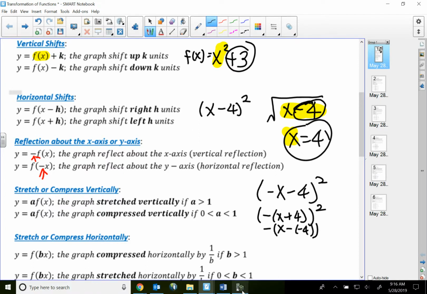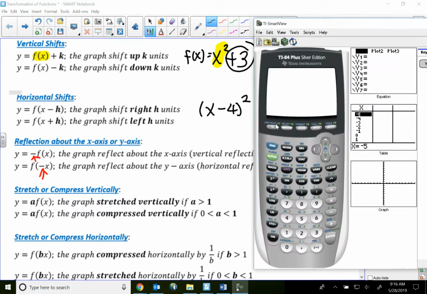So let me demonstrate with the graph real quick. I'm going to type in a regular x minus 4, parenthesis, x minus 4, whole thing squared. That's what it looks like. Right now, my h is positive 4, so I shifted to the right from the origin. My vertex has shifted to the right 4 places.